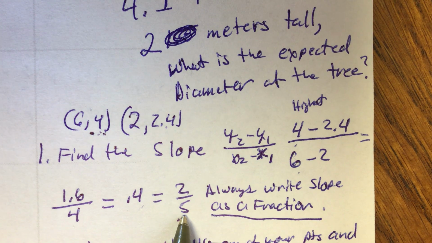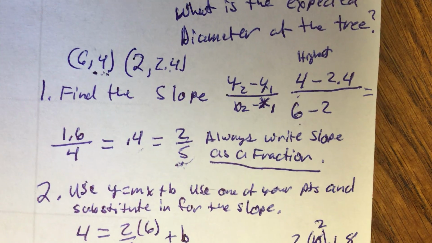Now what does that slope mean really? It means that for every 5 meters in diameter, the tree height should go up by 2 meters. So the height should increase by 2 for every time the diameter increases by 5. So that's the slope of the line.